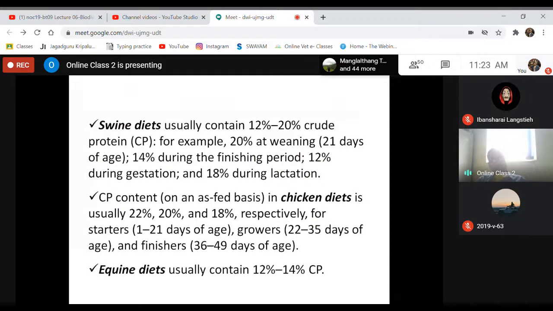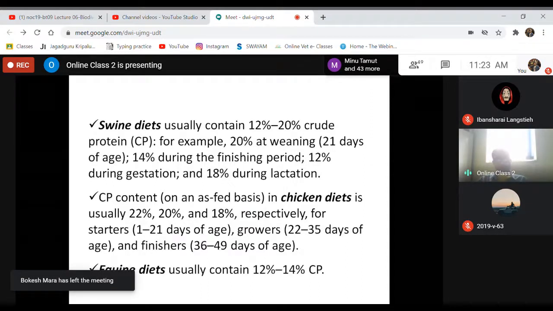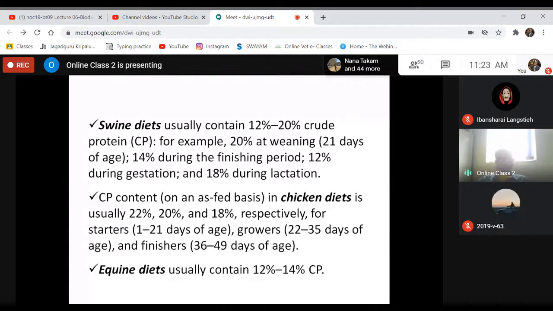As for example, pig diet or swine diet should contain 12 to 20% crude protein, but depending on their physiological stage, the requirement will be different. For example, at weaning, they need 20% protein. During the finishing period, they need 14%. During gestation, 12%. Whereas in lactation, it should be increased to 18%. And the layer diet also should have different levels of protein depending on their age and depending on the production state.